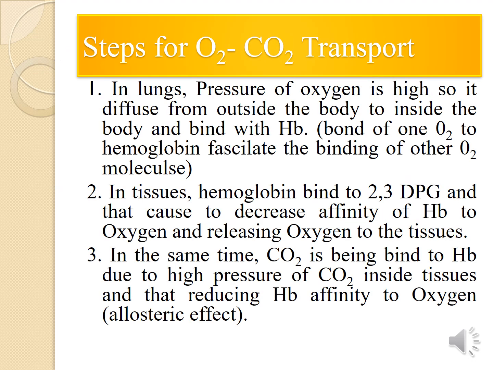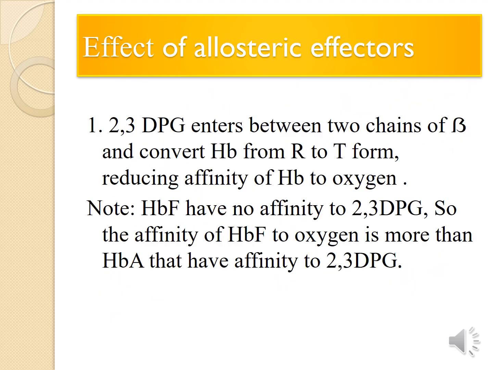Steps for O2 and CO2 transport. In lungs, the pressure of oxygen is high, so it diffuses from outside the body to inside the body and binds with hemoglobin. In tissues, hemoglobin binds to 2,3-DPG, and that decreases the affinity of hemoglobin to oxygen, releasing oxygen to the tissues. At the same time, CO2 binds to hemoglobin due to the high pressure of CO2 inside the tissues, and that reduces hemoglobin affinity to oxygen, which is an allosteric effect.